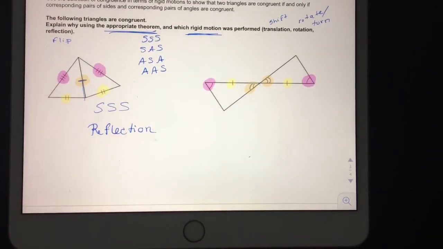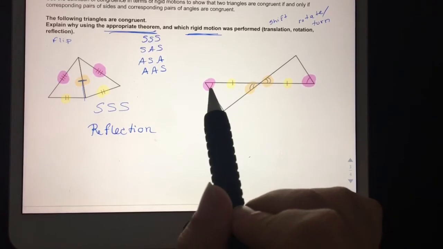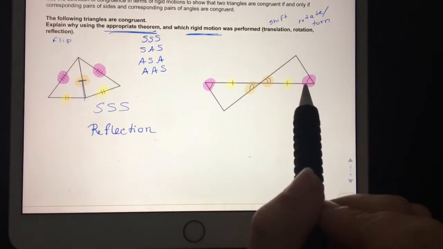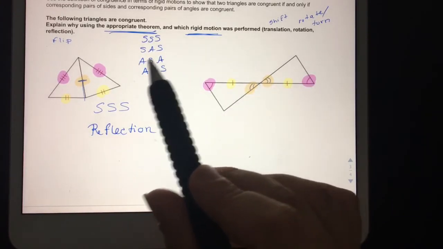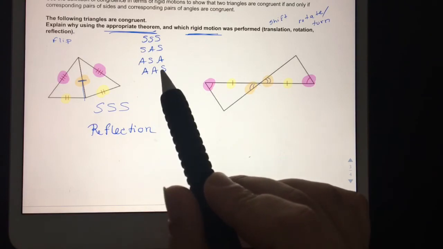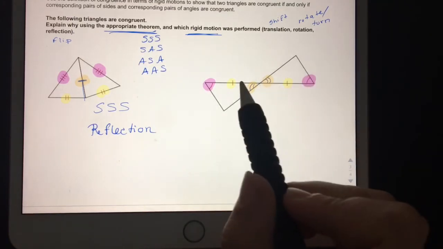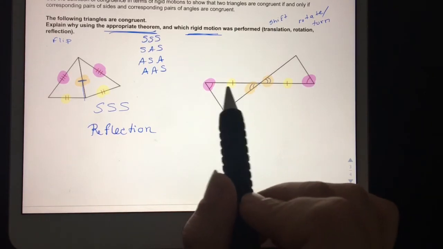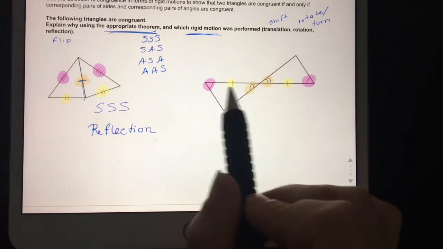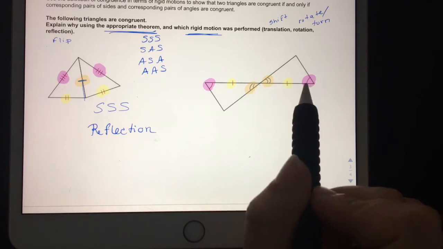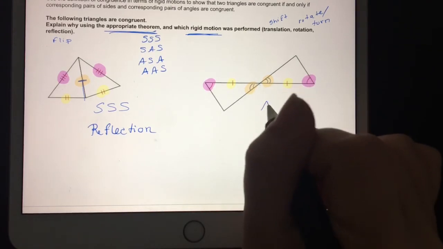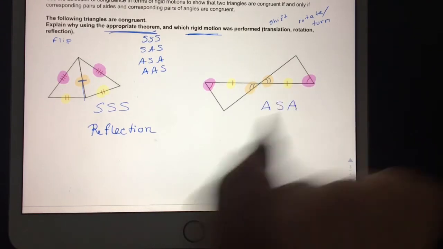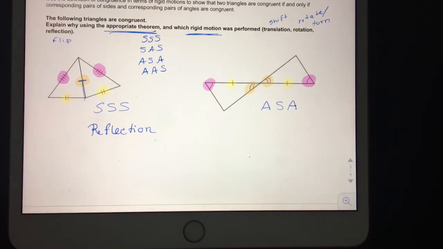So I told you they're congruent already. We had to figure out which theorem. And if I'm looking here, I have 2 angles in each one. So that kind of leaves us to these last 2, angle, side, angle, or angle, angle, side. And again, the way we know is we have to see, is the side included or not included? And in this case, the side is included between these 2 angles. So that would make this congruent by angle, side, angle.